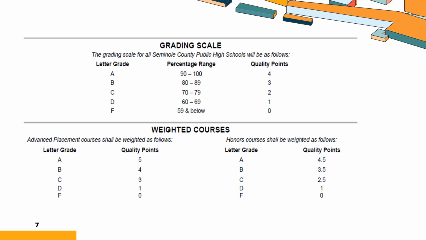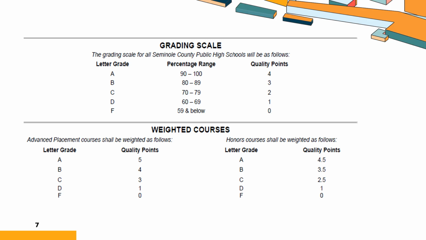In Seminole County, the grading scale is posted here. An A is between 90 and 100 and is 4 quality points. A B, 80 to 89, is worth 3 quality points. A grade of a C is a 70 to a 79 percentage, or 2 quality points. A D, 60 to 69, or 1 quality point, and anything below 59 is an F and is worth no quality points.